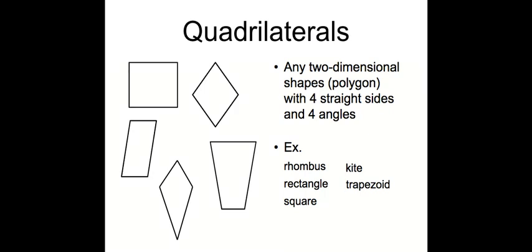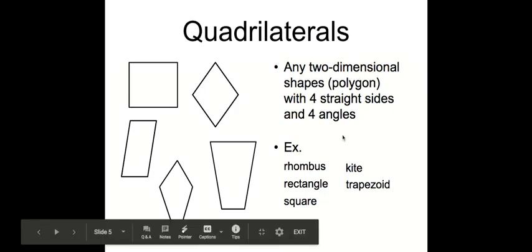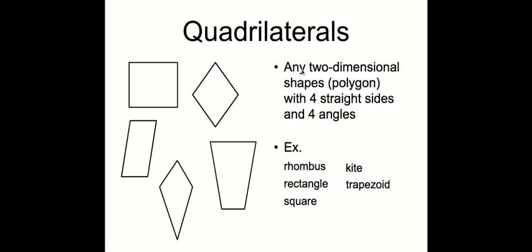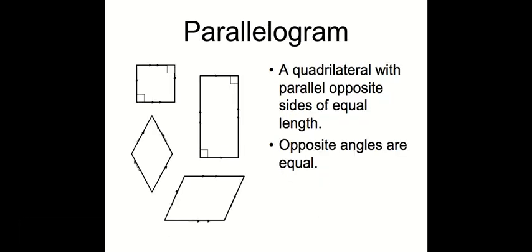An example of a polygon is a quadrilateral. It's a special polygon where it has four sides. And then even more special is a parallelogram, which is a type of quadrilateral where opposite sides are parallel.